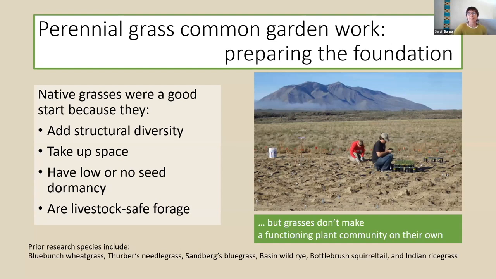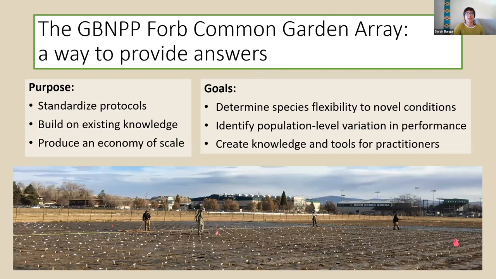They take up space to prevent invasion. They have low or no seed dormancy, which means that they are predictable; once you see them in the environment, they come up predictably. And these plants are also known to be livestock safe forage. But unfortunately, perennial grasses alone don't make a functioning plant community. And so the Great Basin Native Plant Project has turned its efforts more toward looking at forbs in this project that we're calling a Forb Common Garden Array.